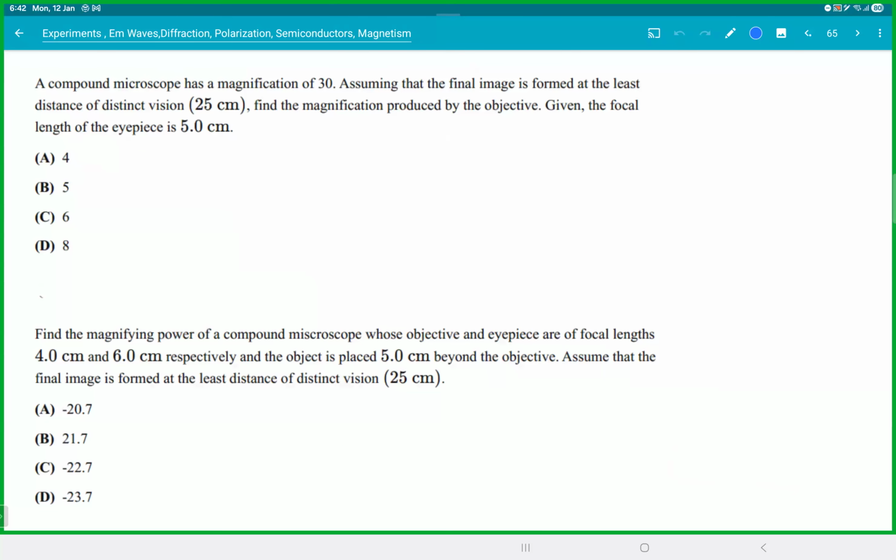Now coming back to the question. A compound microscope has a magnification of 30. So that is your net magnification. Assume the final image is formed at the distance of least vision, so that is D. Find the magnification produced by the objective, given the focal length of the eyepiece is 5 centimeters. So here magnification would be magnification of objective into 1 plus D by FE. He's saying this is 30, this is M naught, this is 1, D is 25, and this is 5. That guy would be 6. So M naught would be 5. Clear with this?